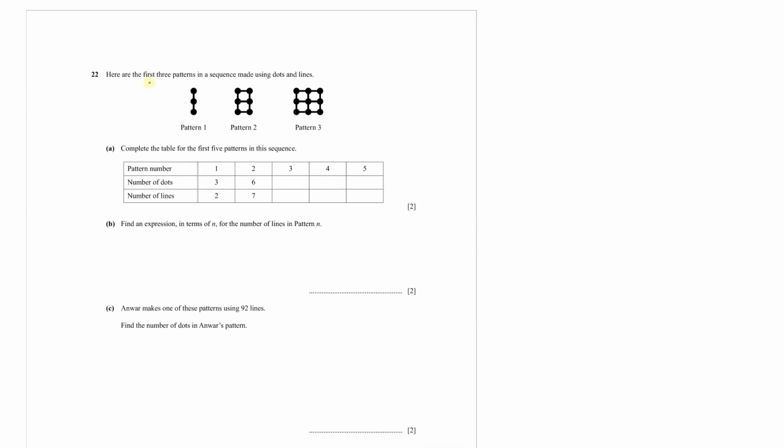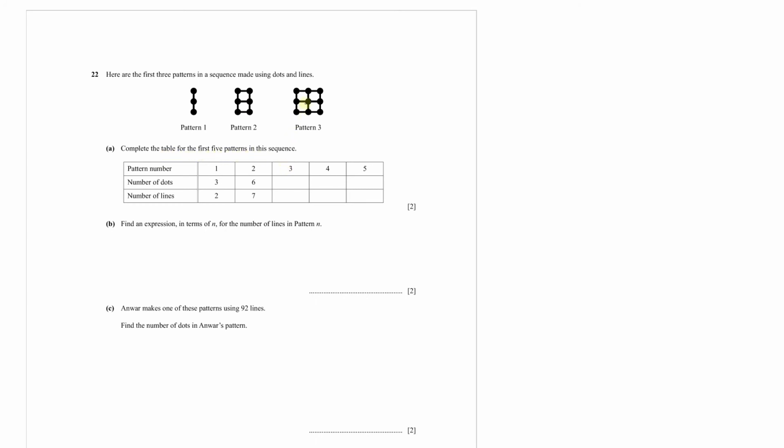Question 22: you're given a pattern in a sequence. Your first three patterns in a sequence are made using dots and lines. So your pattern number 1 has 3 dots and 2 lines. Pattern 2 has 6 dots and 7 lines. So you have to complete the table for the first 5 patterns in the sequence.